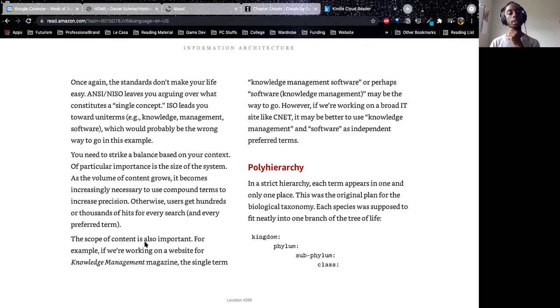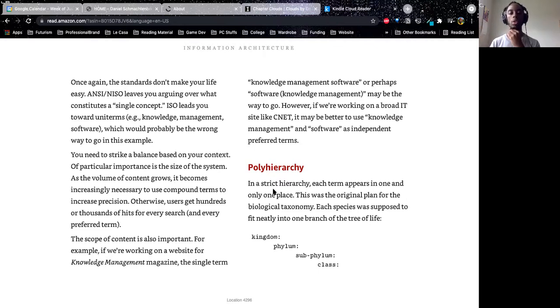The scope of the content is also important. For example, if we're working on a website for Knowledge Management magazine, the single term knowledge management software, or perhaps software knowledge management, may be the way to go. However, if we're working on a broad IT site like CNET, it may be better to use knowledge management and software as independent preferred terms. Yeah, because that one's centered around software in general, so it might be just separate stuff for software.